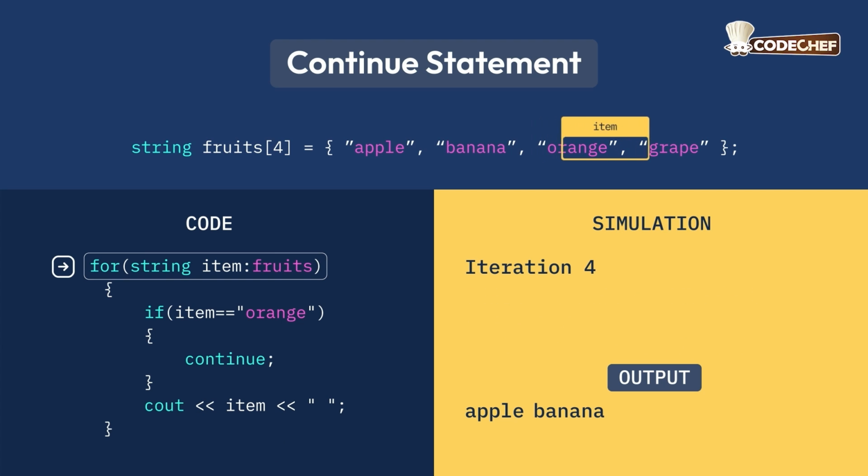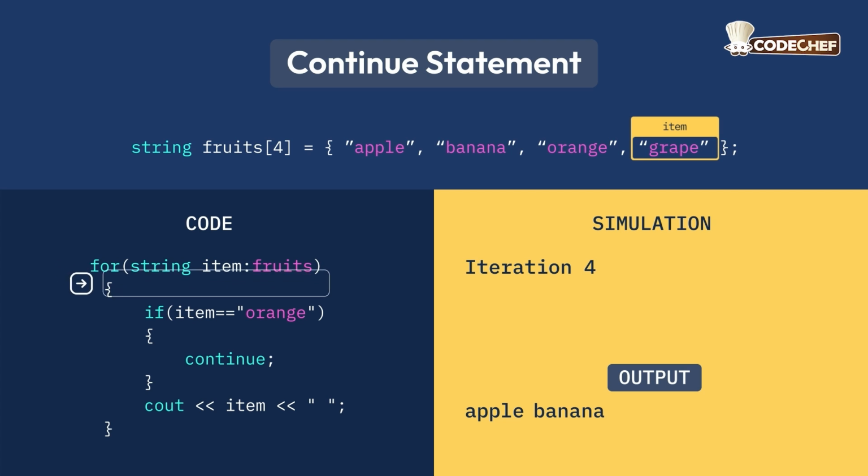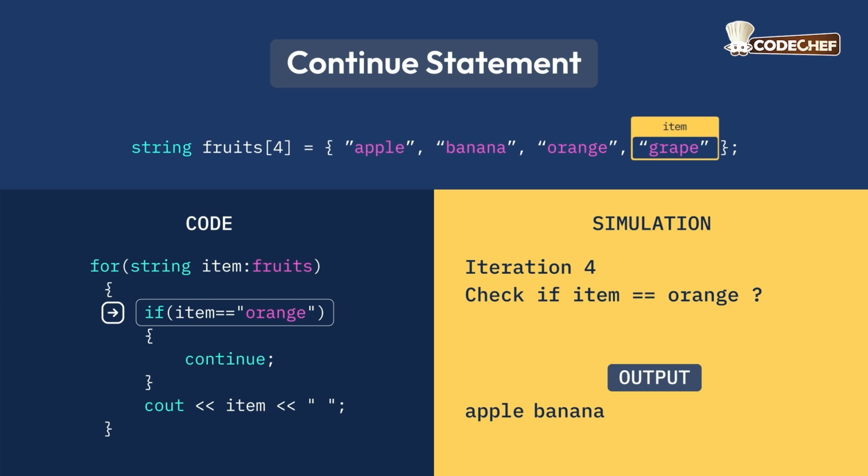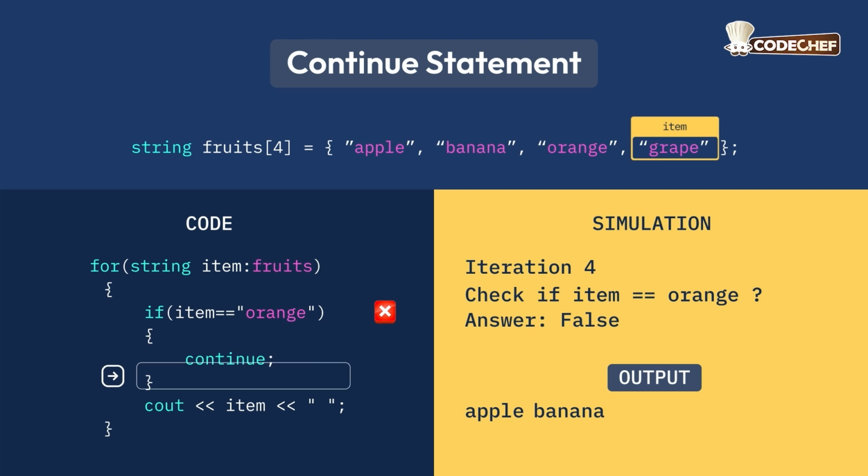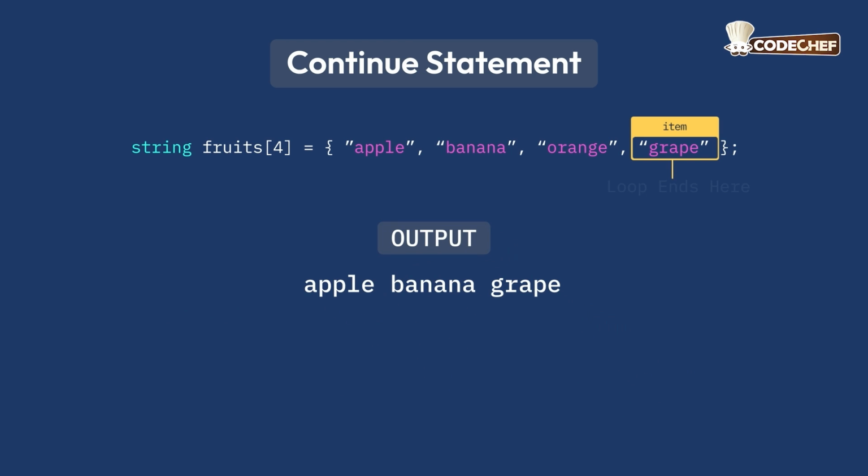In the final iteration, item value is grape. Control moves to the if statement where we check whether the value of item is orange or not. Since grape is not equal to orange, the condition fails. Control skips the code inside the if condition and the print statement is executed. Finally, this is how our output looks like.